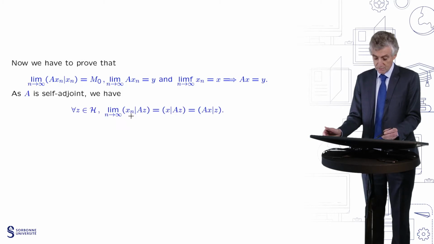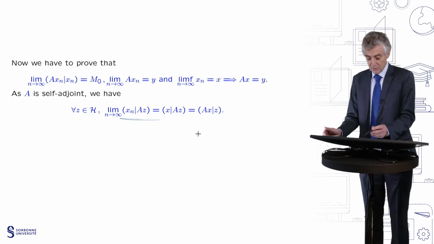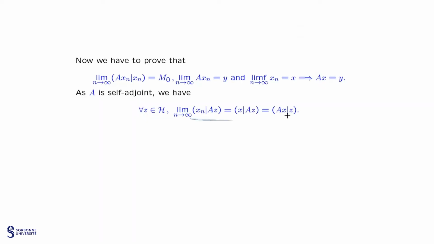Weak convergence gives this. But the self-adjointness of A says this is this. And the self-adjointness of A says also this is the limit here, and this is ⟨Ax_n, z⟩. But because we have convergence, this is ⟨y, z⟩. And this is true for any z, so this is equal. So we have the result.